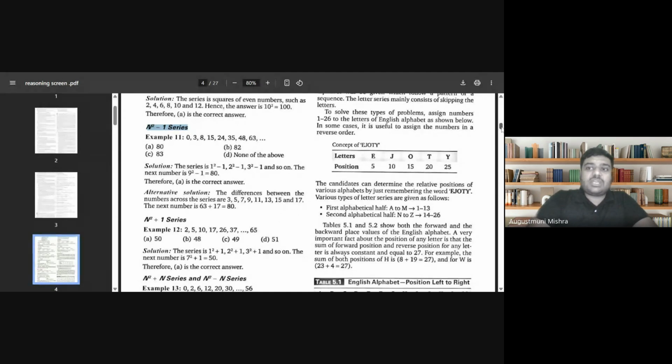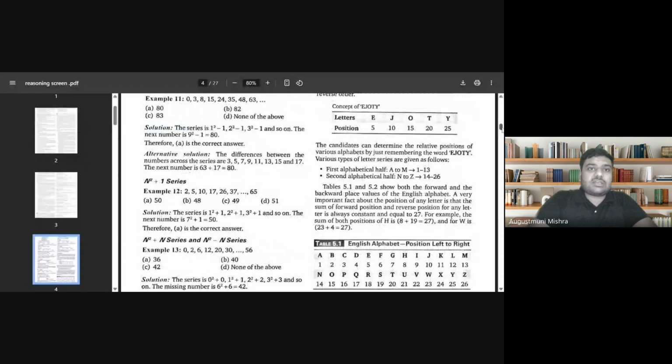Now we'll move to another question, question number 12. I just highlighted the question: n square plus 1. So what is the pattern here? 2, 5, 10, 17, 26, 37. Here we saw the pattern where they squared the numbers and subtracted 1, but here they are adding. Like 1 square plus 1, that is 2.